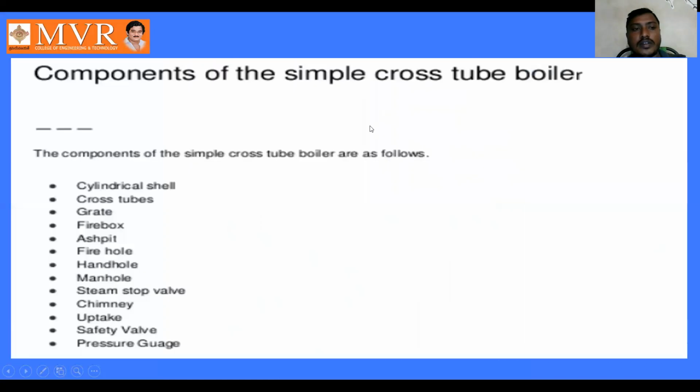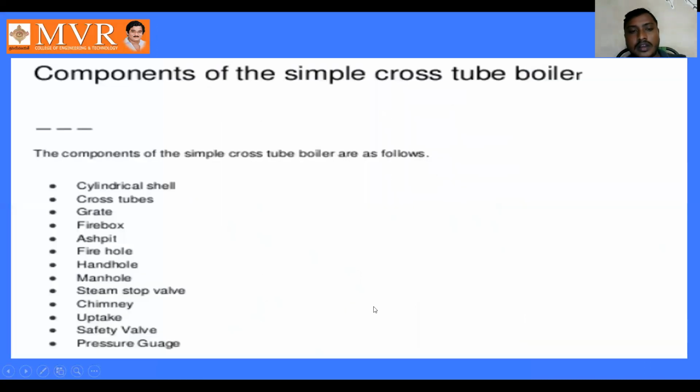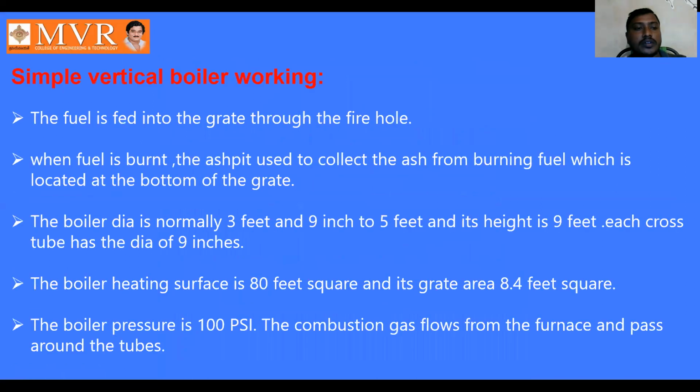See here in the diagram we can observe that the fuel is fed into the firebox through this fire hole. When fuel is burnt, the ash pit is used to collect the ash from the burning fuel, and it is located at the bottom of the grate.